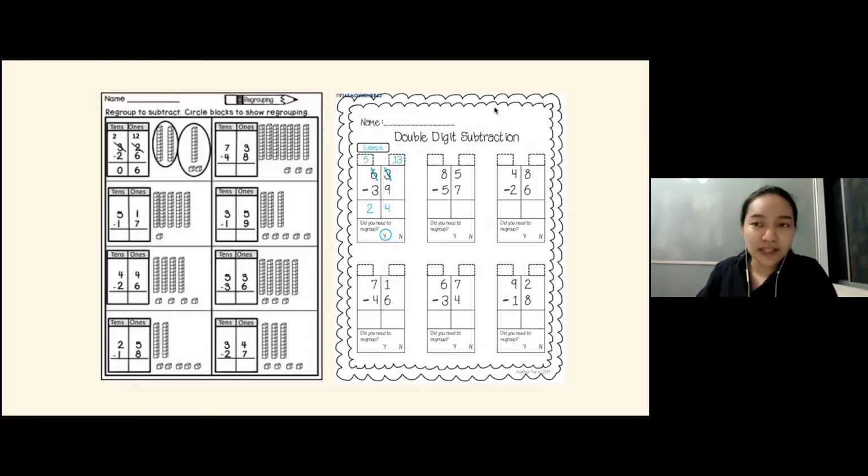And then you can have this kind of worksheet that you can easily find online, where the kid can use the cubes to visualize the operation and then slowly turn into without the visual. Okay.